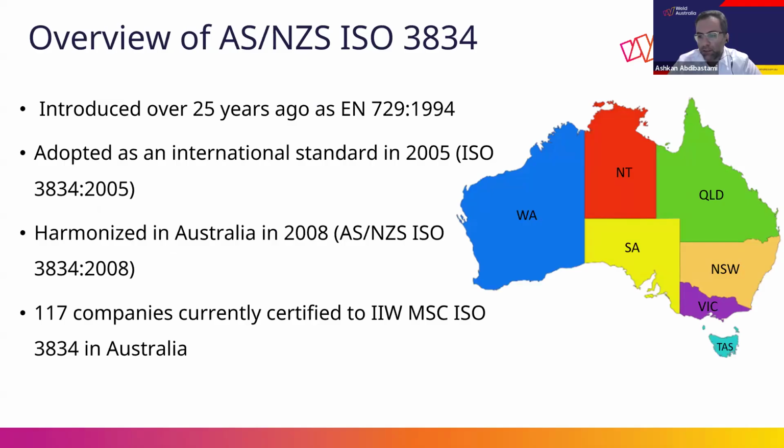The standard ISO 3834 has a long history. It was first introduced in Europe in 1994 as EN 729 and became an international standard in 2005. Australia adopted it in 2008, and today over 111 companies across the country are certified to this standard under the IIW Manufacturer Certification Scheme.